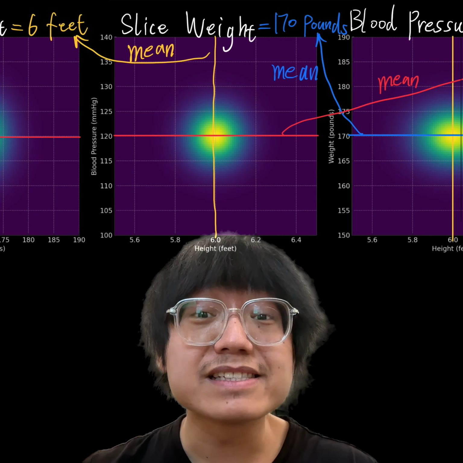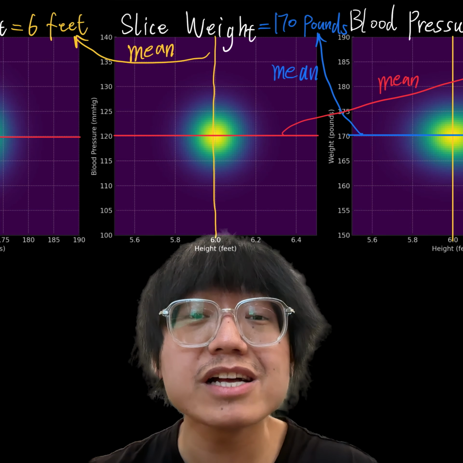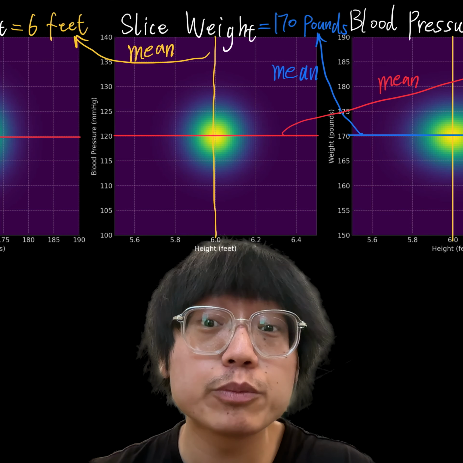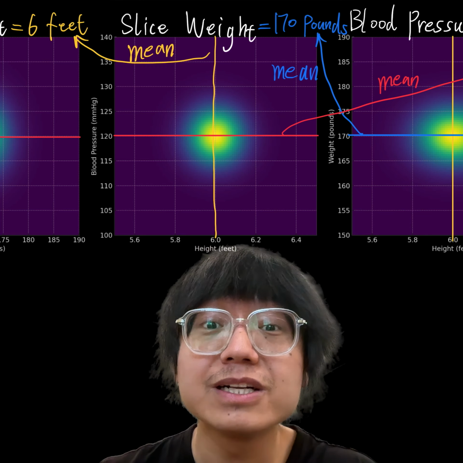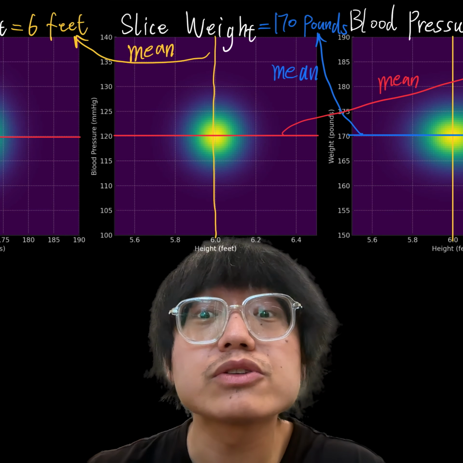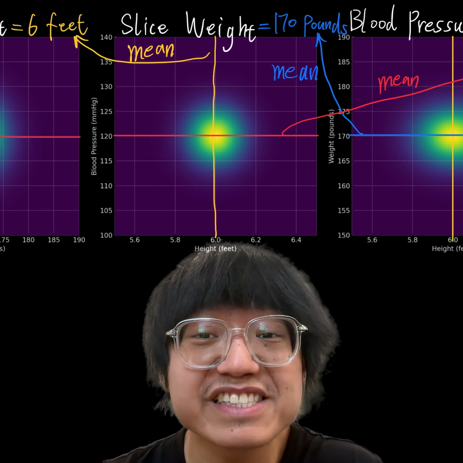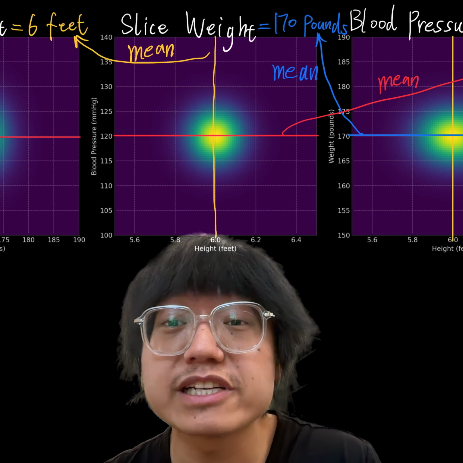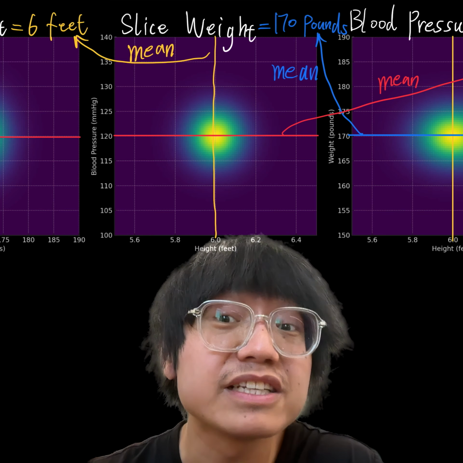The second slice is at weight equals 170 pounds. This slice demonstrates the distribution of height and blood pressure at a constant weight of 170 pounds, which provides insights into the variability and relationship between height and blood pressure at this weight.